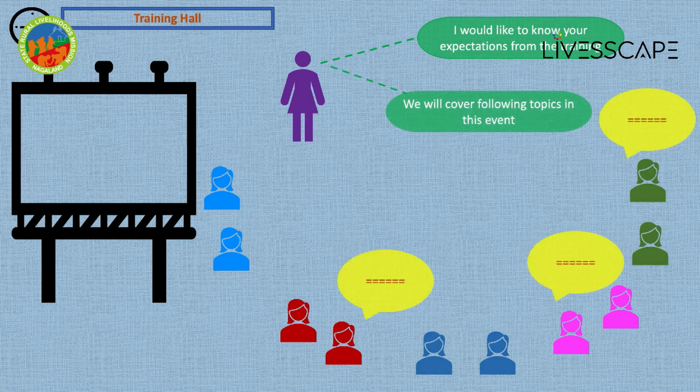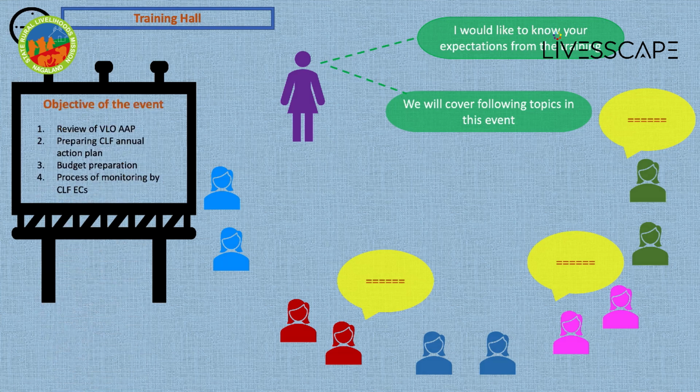Listen to what everybody has to say. Ensure that all people participate, and once they have shared their expectations and you've taken notes, you can then share the objectives of the training. If there are any expectations which are not going to be covered, please tell them beforehand that this training will not cover those expectations, and also explain which training would answer them. As you can see on your left on the blackboard, the objectives of the event are written.